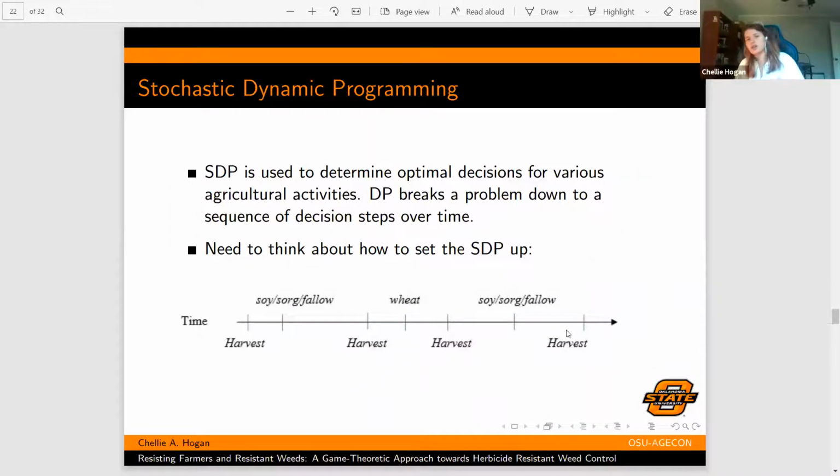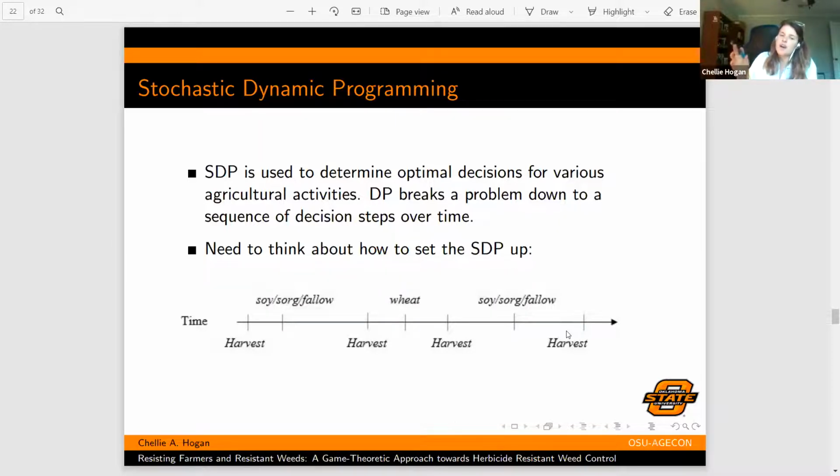And so all of this comes together into a stochastic dynamic programming problem setup. Stochastic dynamic programming is used to determine optimal decisions for various agricultural activities. It breaks the problem down into sequences over time, these sub-problems. But for this problem specifically, we need to think about how to set it up, because over time we have specific actions occurring at different points in the year. You harvest, then you choose a summer crop, then you harvest the summer crop, you plant wheat, you harvest, you choose a different summer crop.